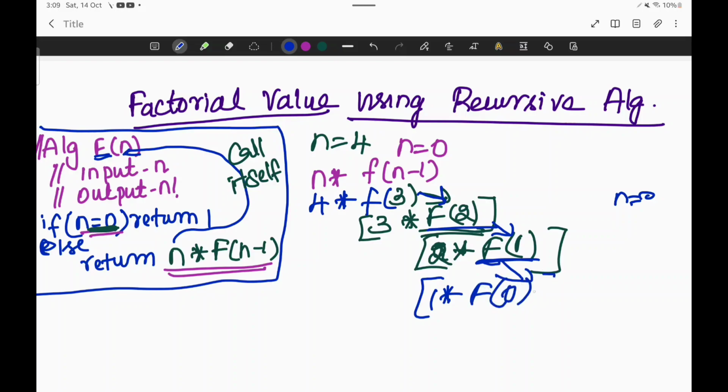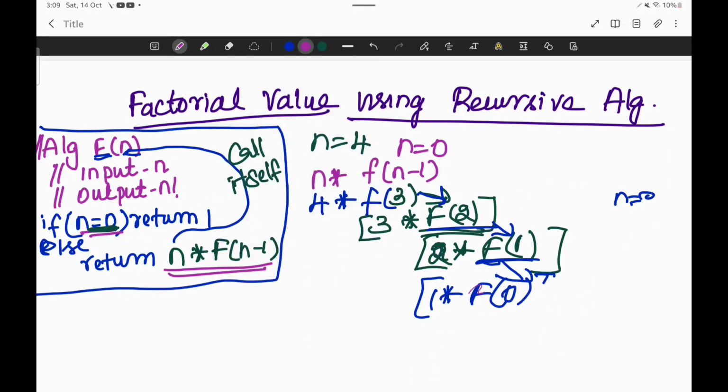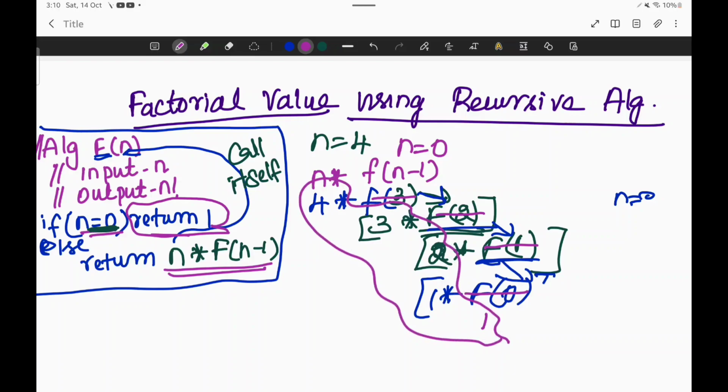Now the n value is 0. What will happen? We have reached the base value. A recursive algorithm is nothing but calling itself, and now the calling itself will be stopped. So we stop calling the function. Where it called f of 0, that will be replaced with the value 1, because we have given the value as 1. Therefore it is replaced with 1. So 1 into 1 into 2 into 3 into 4.